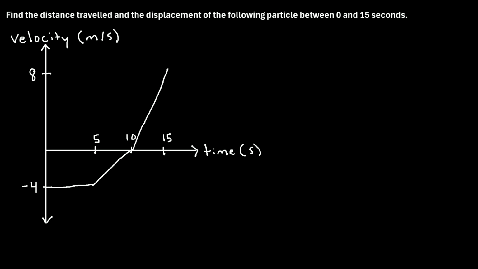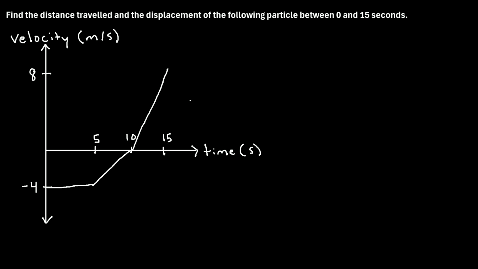In this video, I will explain how to calculate distance and displacement on a velocity versus time graph. So let's jump right into an example. This says, find the distance traveled and the displacement of the following particle between 0 and 15 seconds. So we're given this graph here where the y-axis shows us the velocity of this particle, and that's given in meters per second. And the x-axis shows the time, and that's given in terms of seconds.